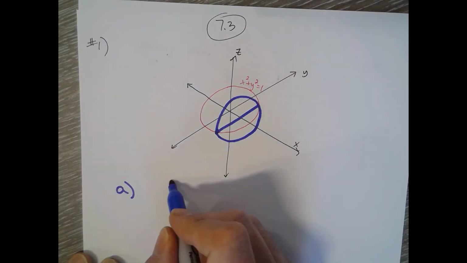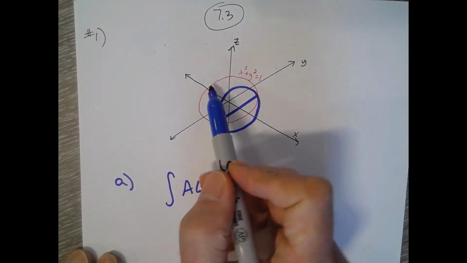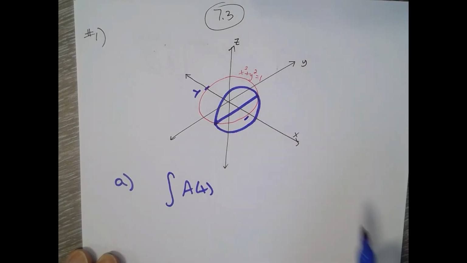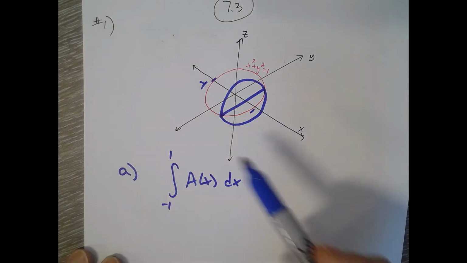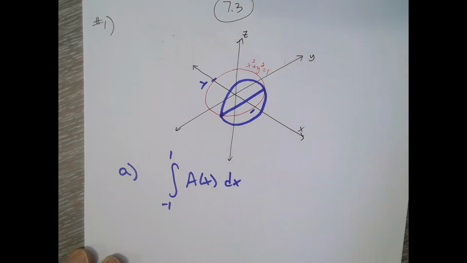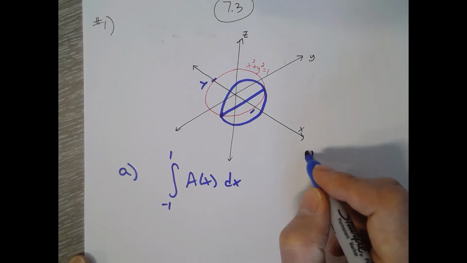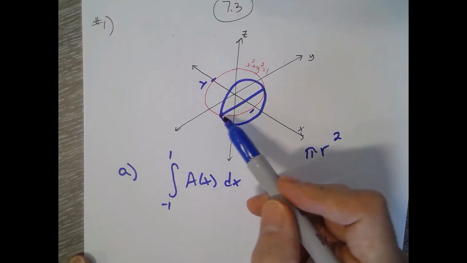All we need to do is integrate A of x, and in this case we're going from -1 to 1. To represent A of x as a function of x, we just integrate it from -1 to 1. So we need to figure out how to write that blue circle in terms of x. Well, we know it's a circle, so it's pi r squared. So now we just really need to figure out what the radius is. Well, we know the diameter is this whole thing.